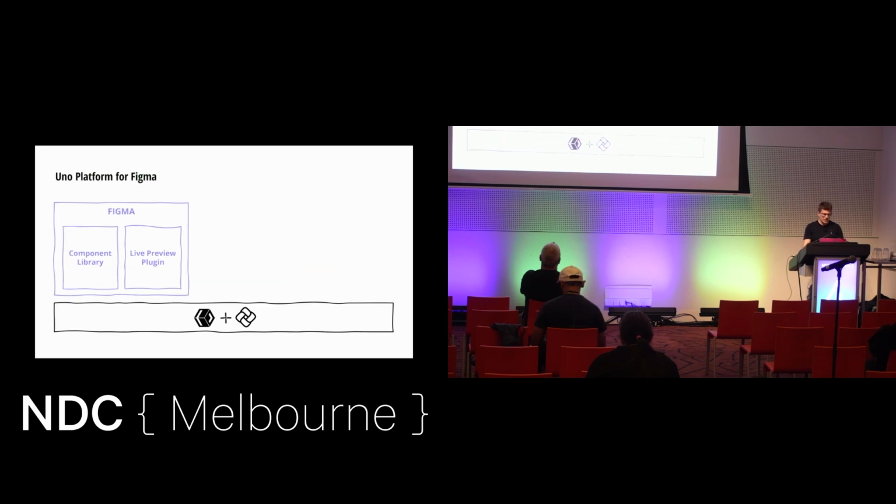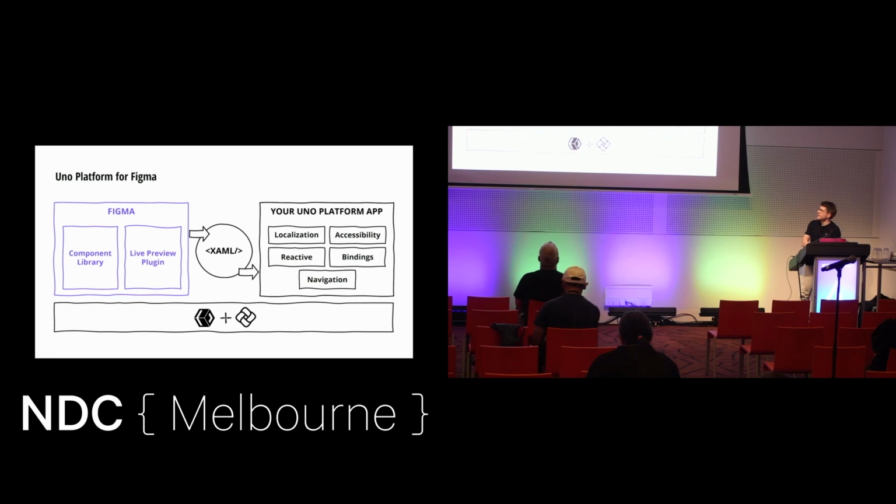So there are two parts to the Uno platform for Figma. There's essentially a component library. The idea here is that if you're building on the Material design language or the Cupertino design language, you can take this component library in Figma, use the various components to build up your application, and then we should be able to use the plugin to actually generate the XAML that's going to run in your application.